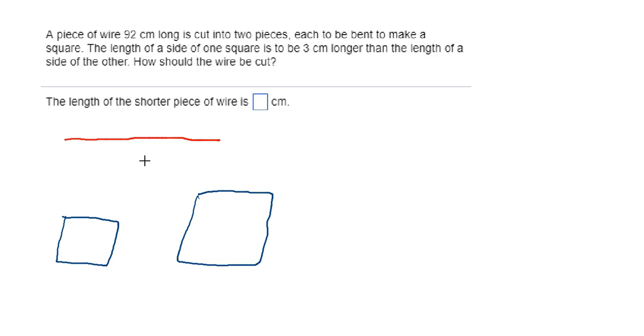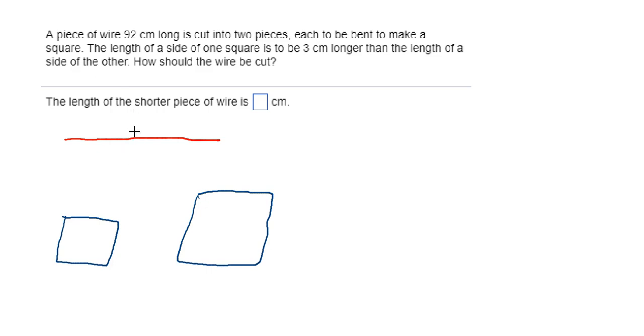If we cut this exactly in half, each side would have an equal length. The squares would be equal to each other. We don't want the squares to be equal. We want one square to be bigger than the other. So we're going to have to cut this wire to make a small piece and a large piece, or in this case, a shorter piece and a longer piece, whatever terminology you want to use. And so I'm going to draw a line where we're going to cut it.